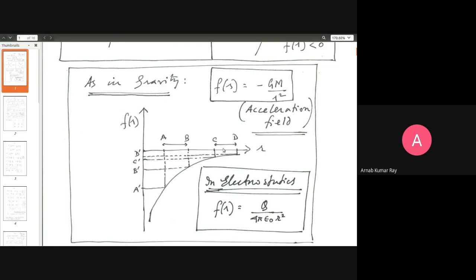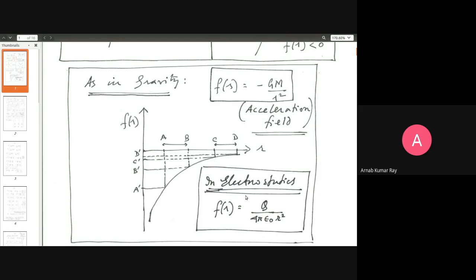So you have moved a certain step size from D to C. As you have moved from D to C, your field has changed by this little gap, C prime and D prime. But as you move from B to A, your field has changed from B prime to A prime. So you can see this is a much smaller gap compared to this gap. D prime to C prime is much smaller compared to B prime to A prime. Why is that happening? It is happening because of this inverse square nature of the force. It's not a linear behavior. So that is what it is.